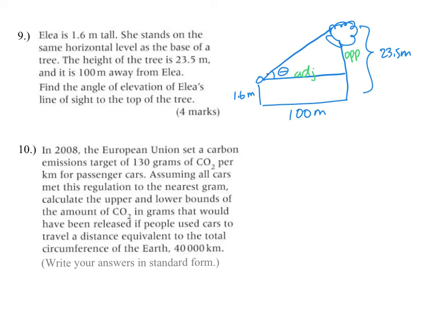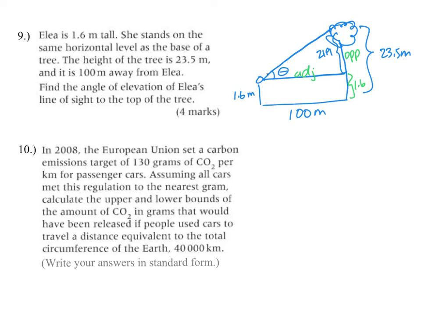Okay, so we know that the adjacent side is 100. The opposite side is going to be, remember, this much is 1.6, so it's going to be 23.5 minus 1.6. So that much of the tree is going to be 21.9. Okay, so now to find this angle, since I'm using opposite and adjacent, that's going to be tangent, right? Opposite and adjacent. So I know the tangent. The tangent is 21.9 over 100, okay?